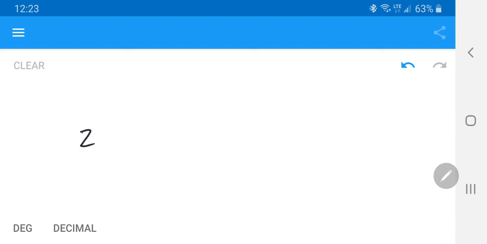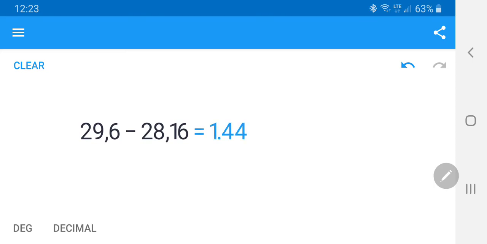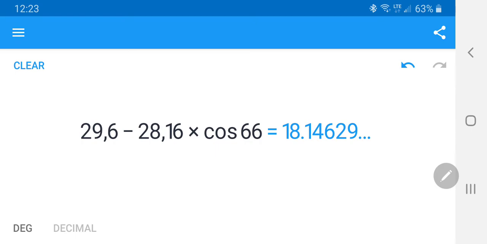So now, remember, you still have d squared is equal to this thing. You've got 29.6 minus 28.16. And now you know that it's cosine 66, but really what we want to say is it's times cosine of 66. So you just make sure on your calculator you enter it that way. Now, if you have an unsophisticated calculator, you're going to have to take cosine 66 multiplied by negative 28.16 and then add 29.6 and get your answer of 18.15.